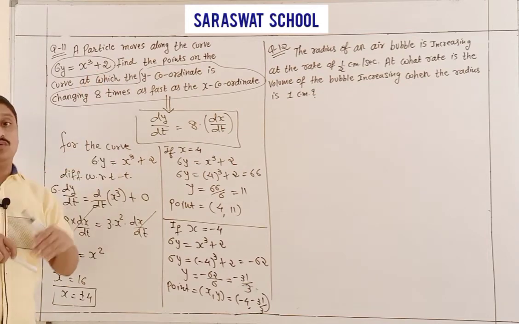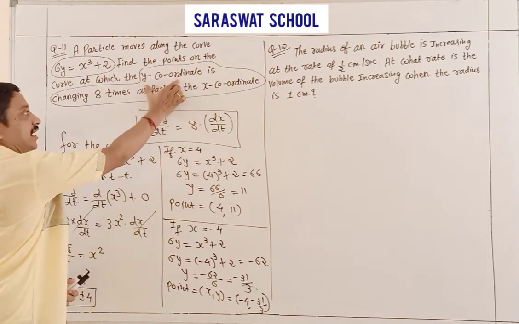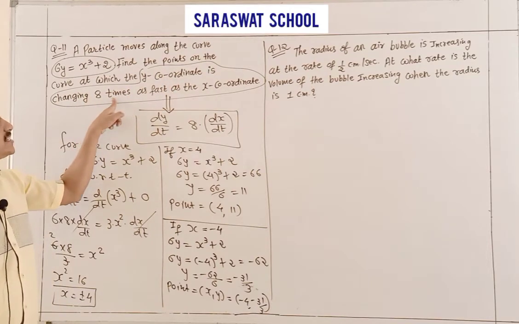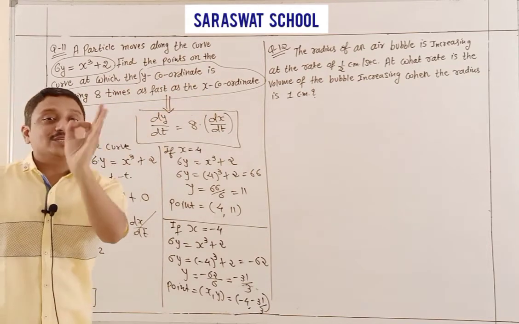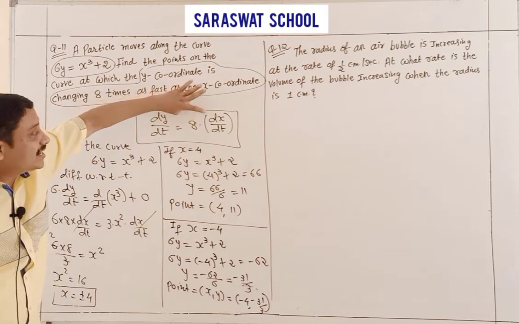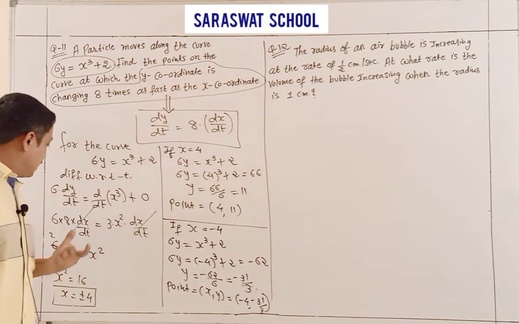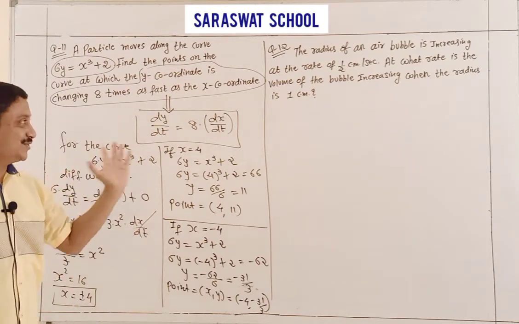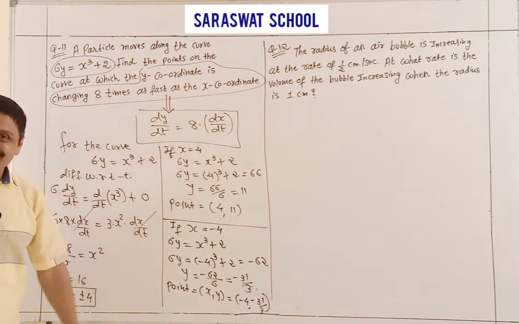Yes. So this line I have to repeat again: the y coordinate changing is given as 8 times faster than the x coordinate changing. So it means dy by dt is 8 times dx by dt, and that value I utilize in place of dy by dt. Yes, students, this is the 11th question done.